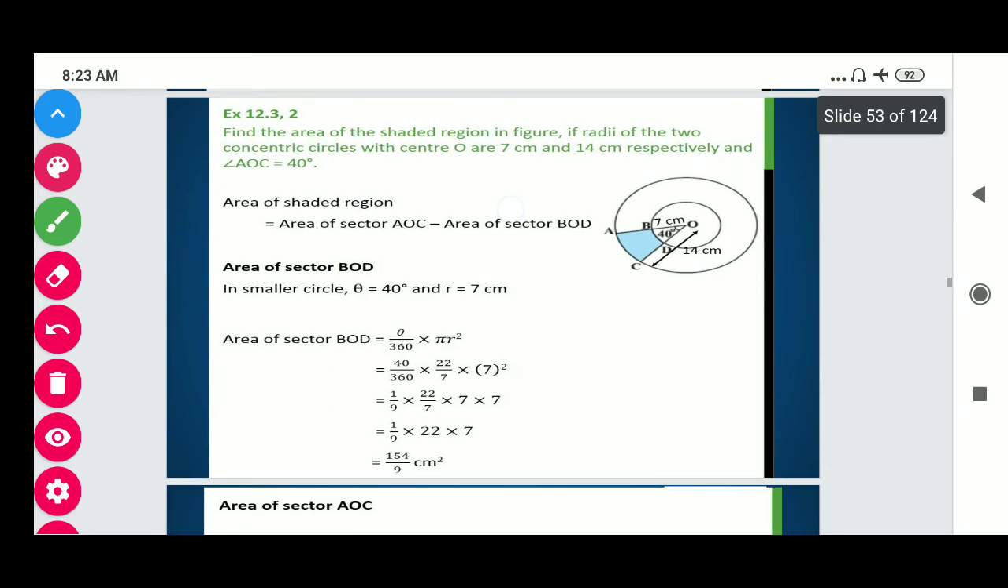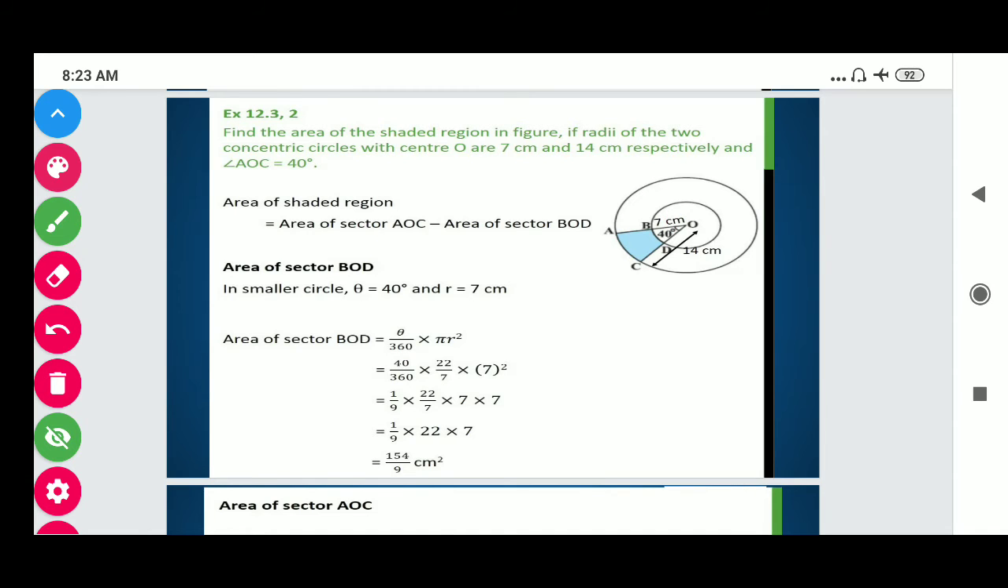Now we have next question. This is also a simple question. From diagram you can observe here that we have two circles that are concentric, okay, with different radius. We need to calculate the shaded region. So first read the statement. Find the area of the shaded region in figure if radii of the two concentric circles with center O are 7 and 14 respectively, and angle AOC is given 40 degree.